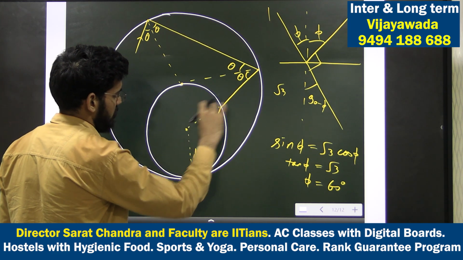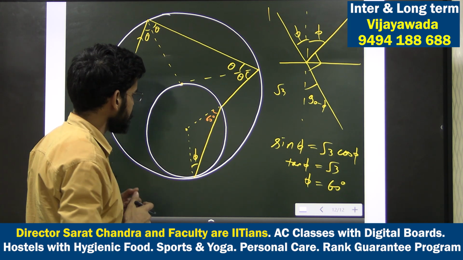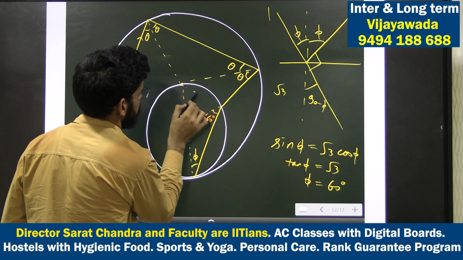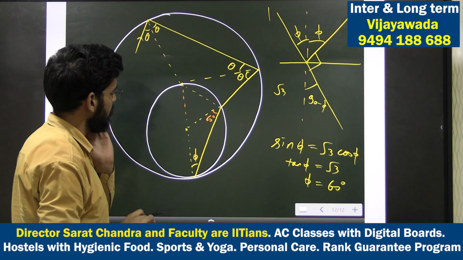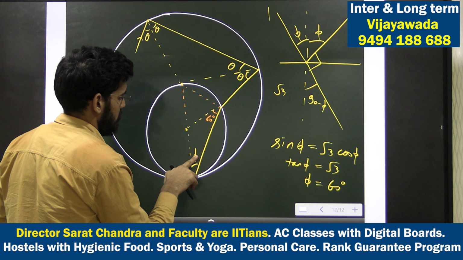So this is 60, this is R by 2, this is R by 2. So this is also 60, I can say. If you connect this point here, and you connect this point also here, I will not name the points, otherwise it will be very much filled. This is 60, this is 60.